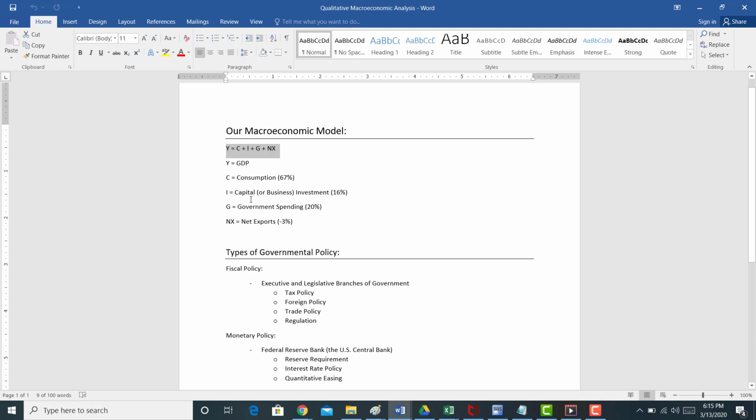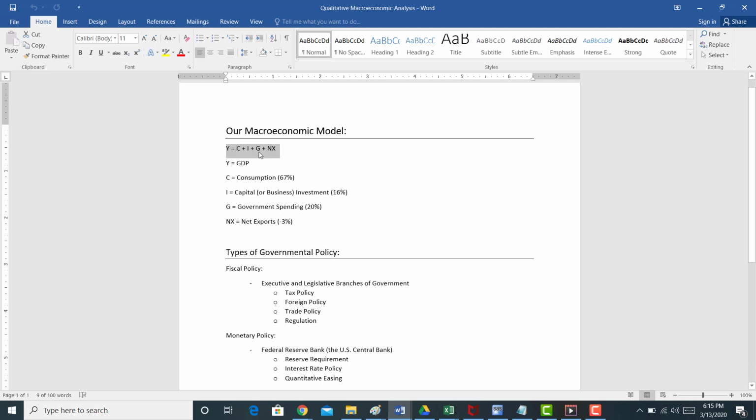The I is capital or business investment. Now, please be able to delineate between what this means. This is firms investing in new machinery. It's firms investing in new capital projects. This isn't me speculating in the stock market and investing in stocks or bonds, but this is firms investing in real capital projects. Historically, about 16% of GDP has been made up of capital or business investment.